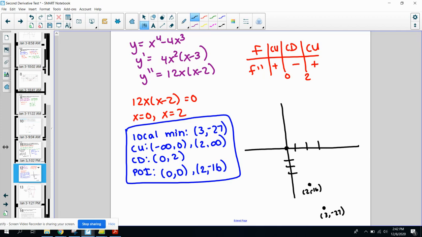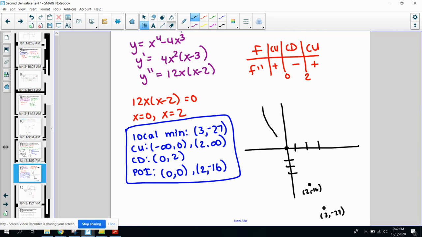Okay, so I have these points, but now I have to sketch this graph. And I want to use the intervals of concavity to help me out. So from -infinity to 0, it's concave up. So I have to draw like a cup.